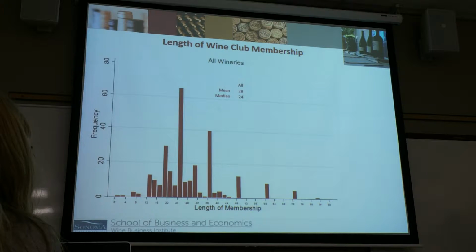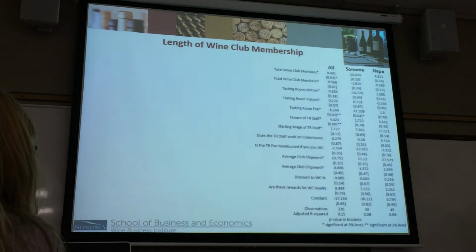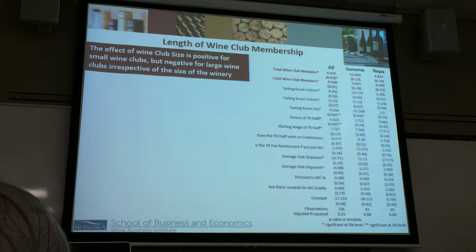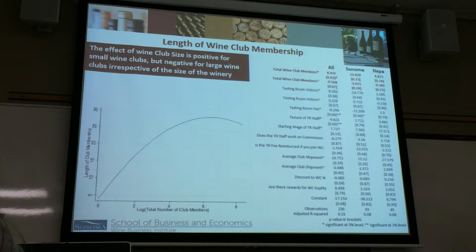So this will all be made public pretty soon. Length of wine club membership was interesting also, because this will address a couple of things. I looked at total wine club members, and this kind of relates back to what you were saying. It turns out that the effect of club size is positive for small wine clubs, but negative for large wine clubs. So what's happening is there's a threshold effect.